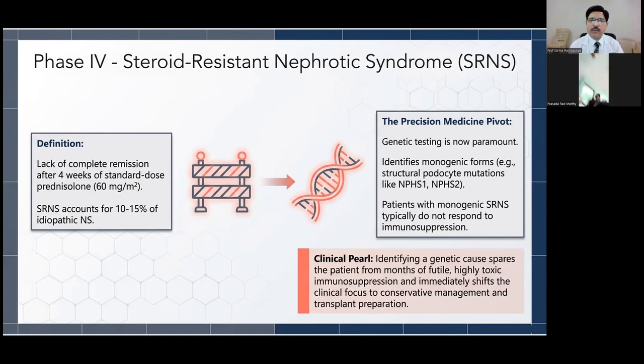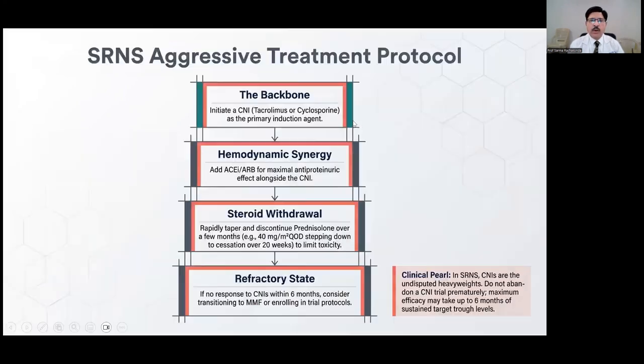What is the advantage of doing the genetic test? If I do the genetic test, I know it is steroid resistant. I don't have to wait for 6 months, 8 months, giving all these drugs and wasting my time. Then you can go for conservative management or transplant preparation. So this is what you have to understand. Don't go on giving the drug without doing the genetic step. At some stage you have to do that.